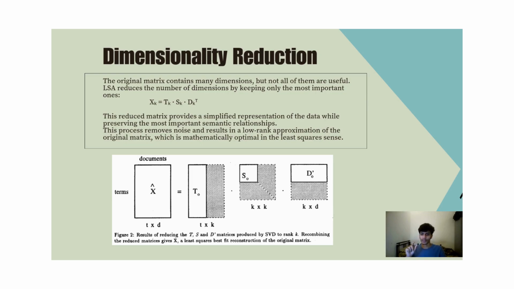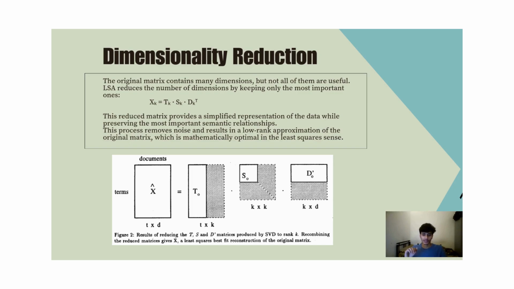Now, what does this mean intuitively? We are essentially compressing the data while preserving its most important structure. It is similar to summarizing a long paragraph into key points without losing the main idea. If you look at the figure on the slide, you can observe that the matrices become smaller after reduction. This not only reduces computational complexity, but also removes noise. This reduced representation is called a low rank approximation of the original matrix.